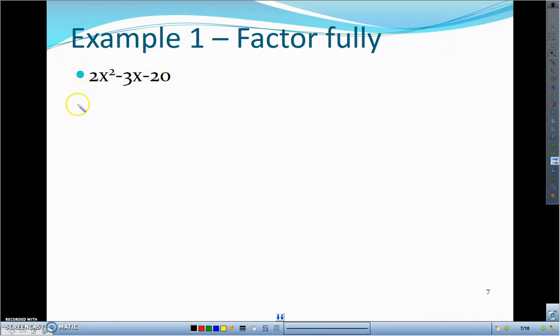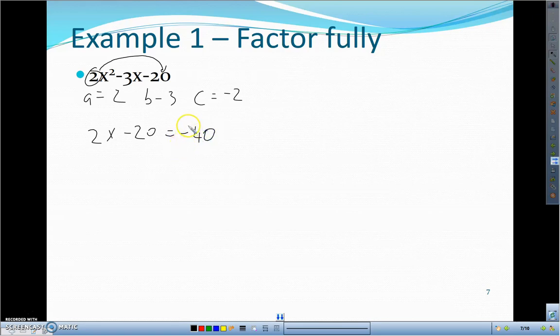So here's one method of doing it. We're going to take the a value, so a is 2, b is minus 3, and c is equal to minus 20, and we're going to multiply the c value by it. So 2 times negative 20 is equal to negative 40. So we're going to look for two numbers which multiply to minus 40 and add to minus 3.